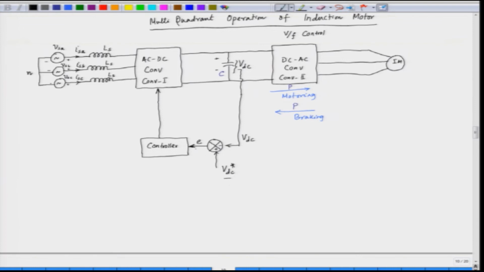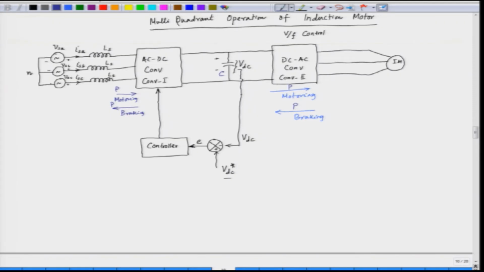Now, by sensing this error, this controller will make the input power either forward, like this, for motoring, or reverse for braking. So, the power flow is basically reversed from the input side. This is the power for the motoring and the power for the braking. Ultimately, the power comes from the AC supply.